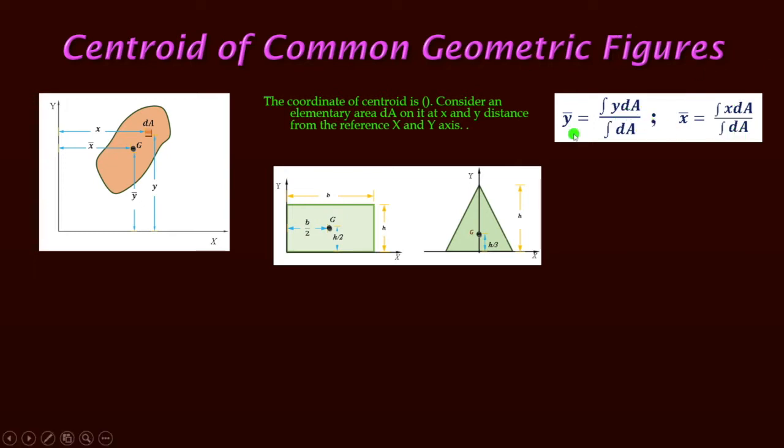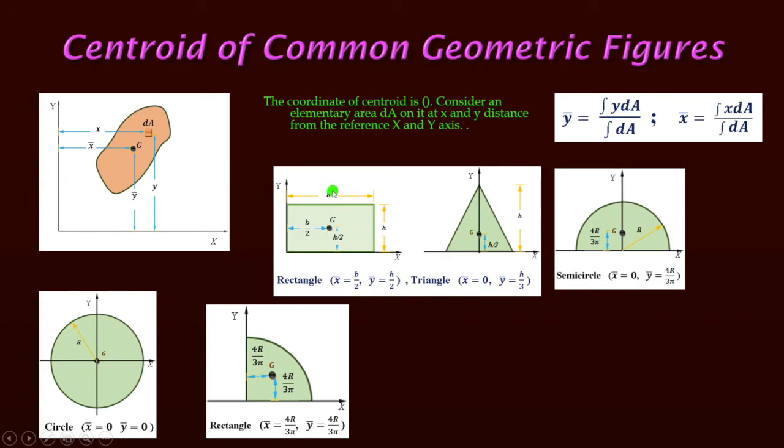This equation also holds good to find out the center of mass. In that case, it will be dm instead of dA. Now, using these formulas, we get the centroids of some common areas. A few of the values we already know.